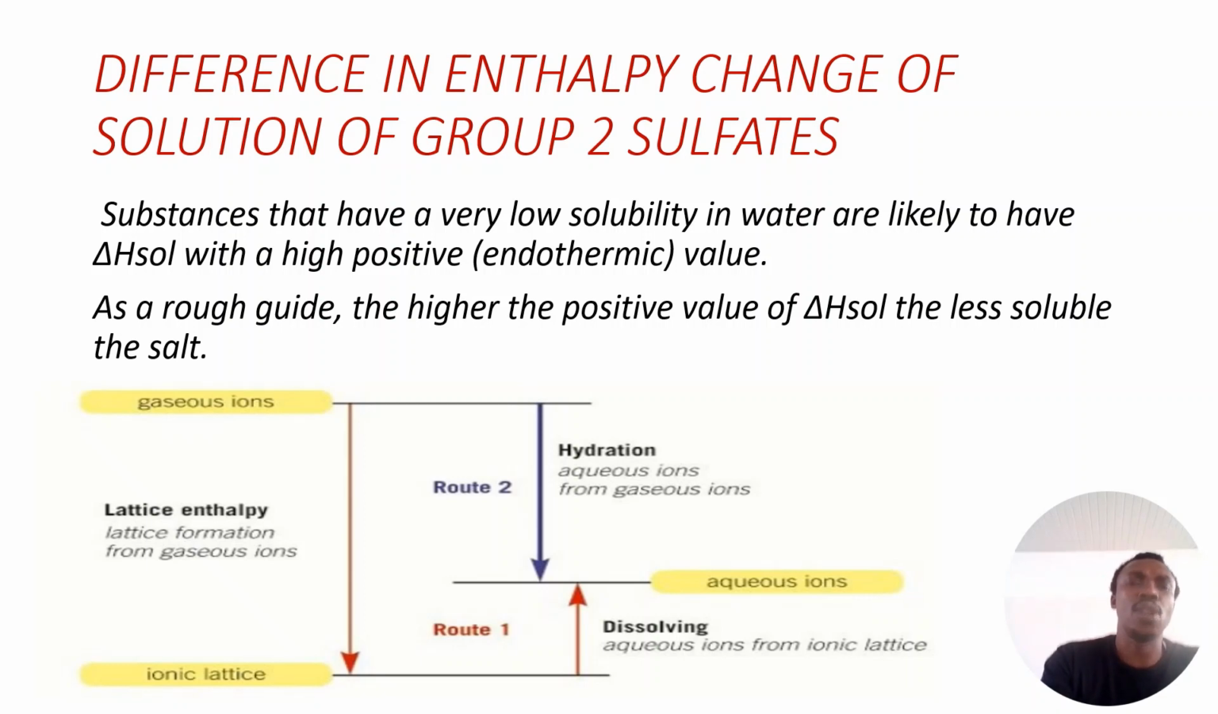So if you look at the enthalpy cycle before us using the energy level diagram, you will discover that the enthalpy change of solution, the arrow is moving upward, indicating that it's an endothermic process. That means that the group 2 sulfates become more insoluble as you go down the group. The solubility decreases. The enthalpy change of solution becomes more endothermic. You can see the arrow moving upward.